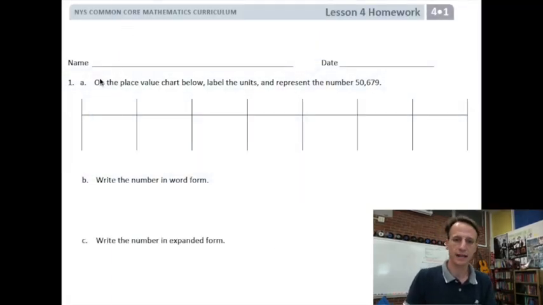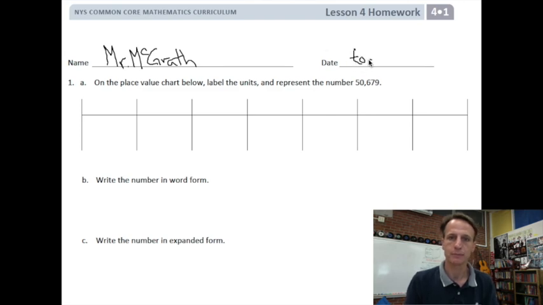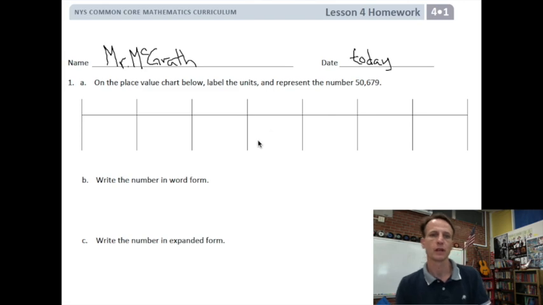It's homework time, so let's start by jotting your name down there. That's my name. And today's date, I'm going to write today, but you write the actual date wherever you are. So 1A for lesson 4 here.